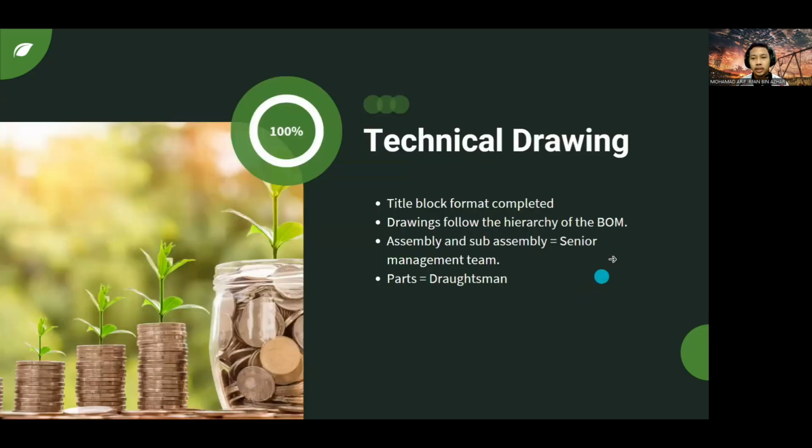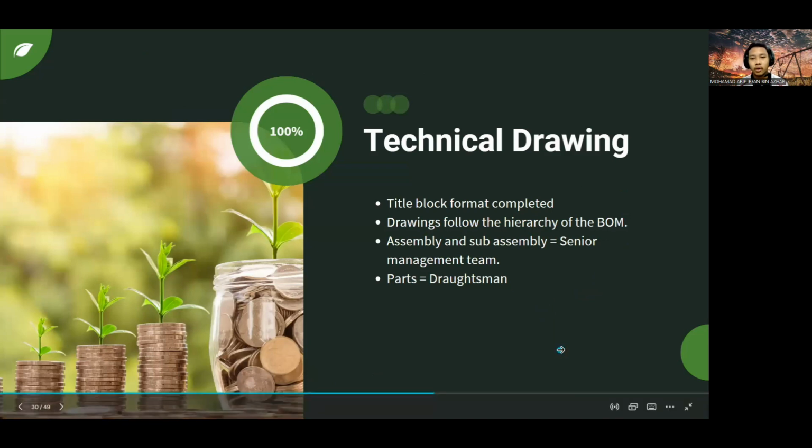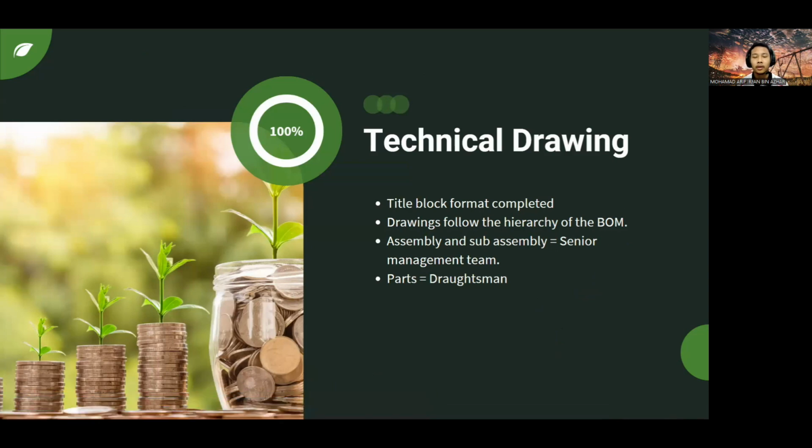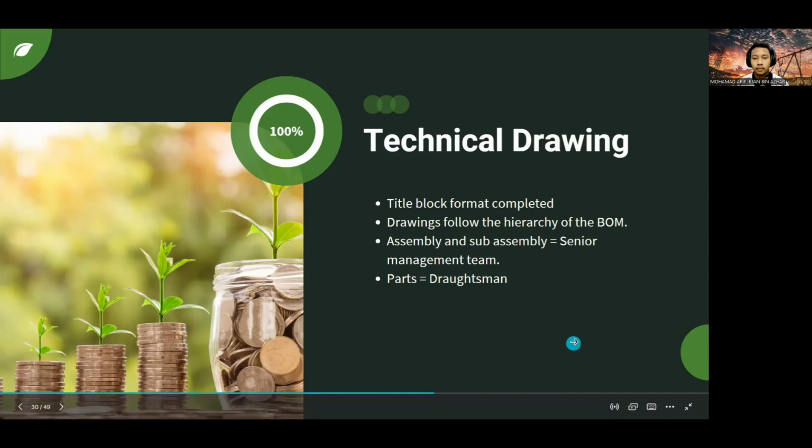Okay, next for the technical drawing. Firstly, we make sure that the title block format is completed. Because our drawings follow the hierarchy of the BOM, we can distribute the task easily. The assembly and sub-assembly are made by the senior management team, which is the 4-year group members, and the parts are made by draftsmen, which are the first-year group members.